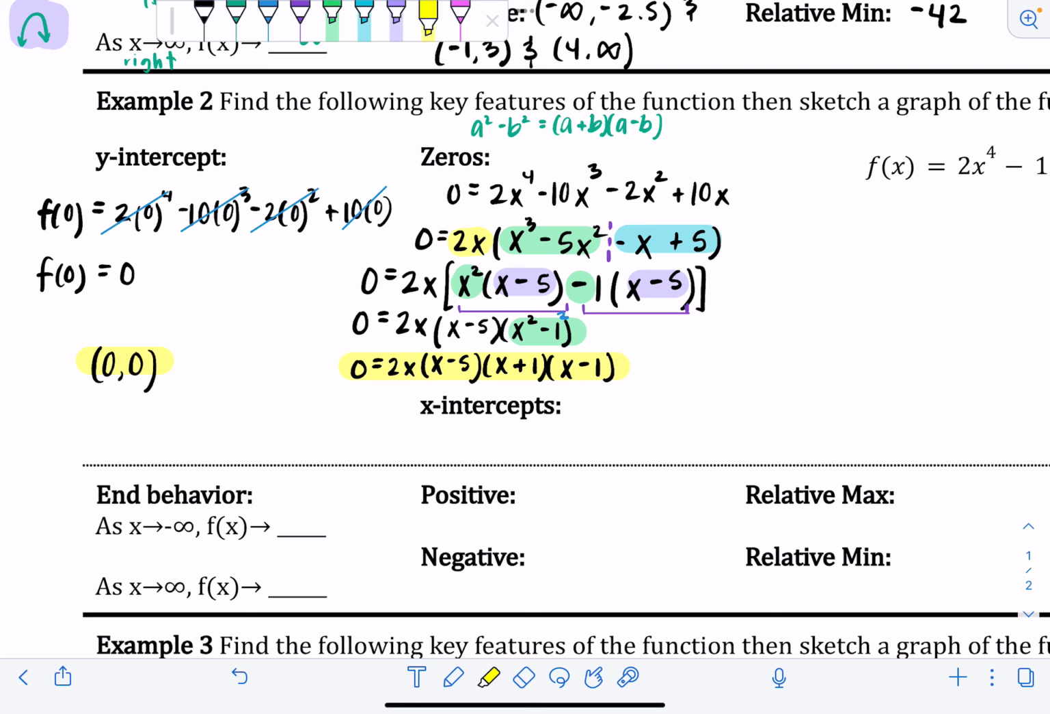Now I can set each factor equal to 0. So I would do 2x equals 0, and then x minus 5 equals 0, x plus 1 equals 0, and x minus 1 equals 0.